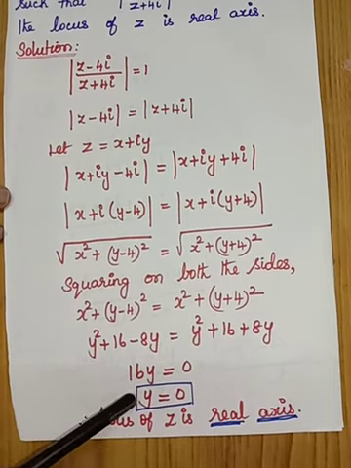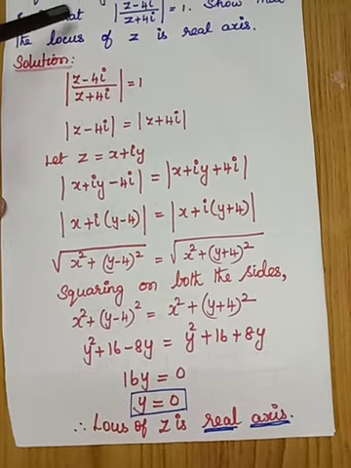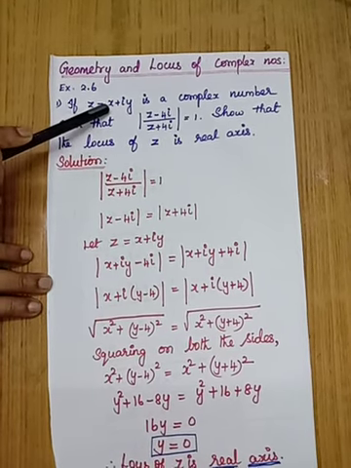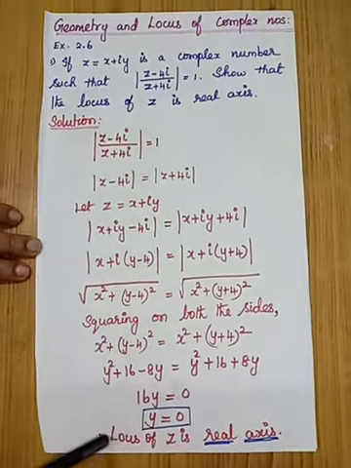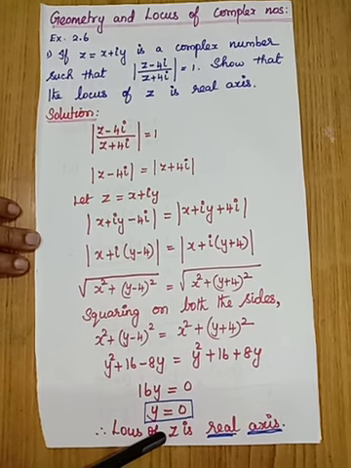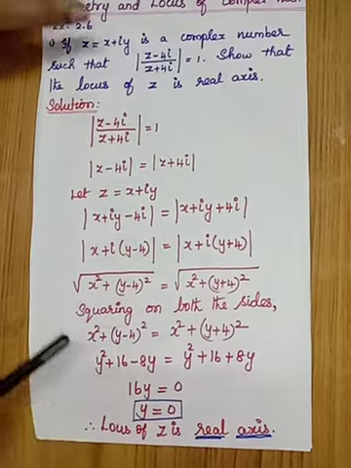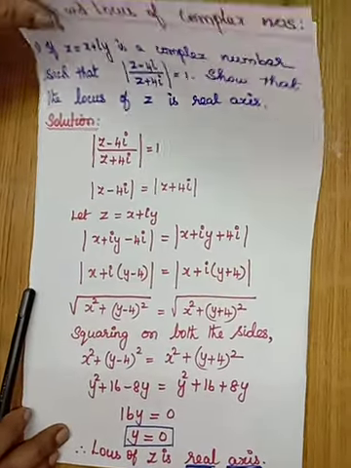y is equal to 0 is nothing but, in this complex number, if y is equal to 0, z is equal to x. z is equal to x means the locus of z, all the points, is nothing but the real axis. Okay, come to the second problem.